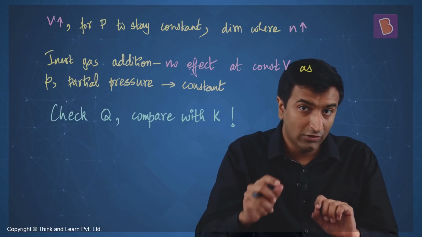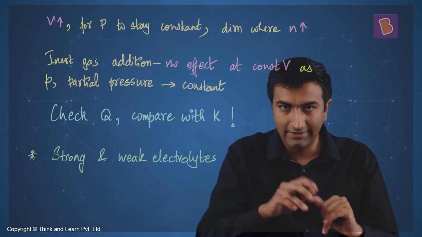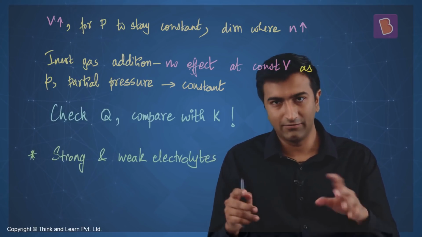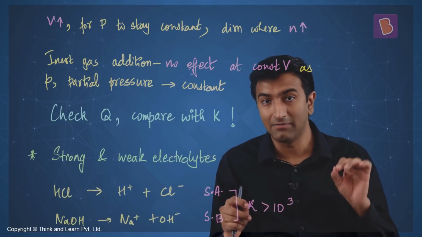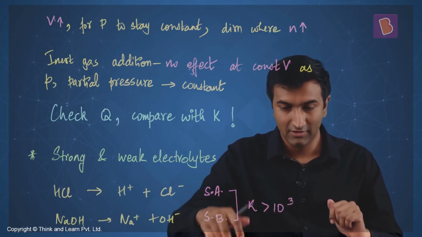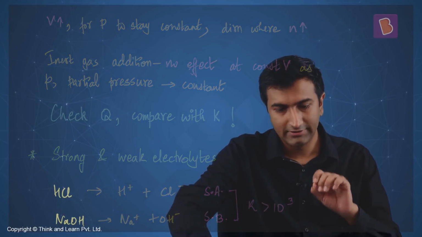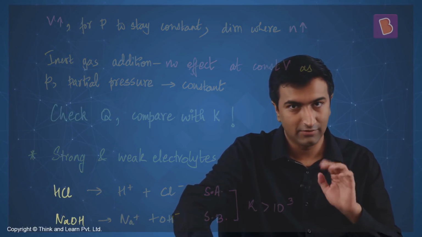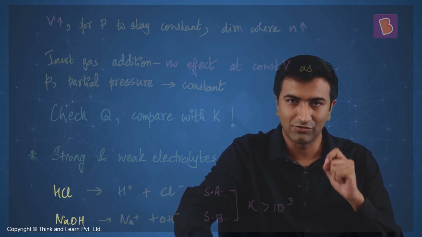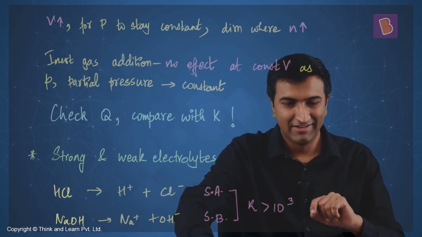That's it. Let's now move on to ionic equilibrium. A simple idea first: strong and weak electrolytes. Strong electrolytes are where the K value is greater than 10 power 3. And you see these here, one acidic and one basic. Salts dissociate completely. Strong acids and strong bases, not salts. We'll get to salts later.